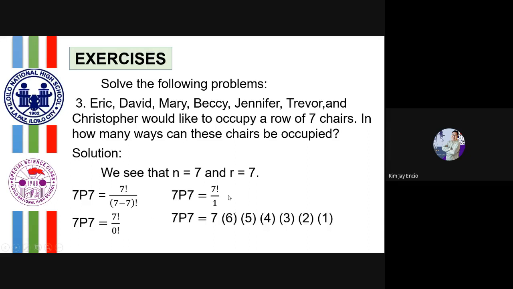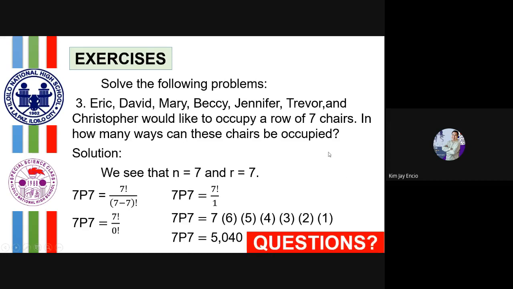And so by definition, your 7 factorial is 7, 6, 5, 4, 3, 2, 1, and their product is 5040. So you see, guys, if your n is equal to your r, then the number of permutations of these distinct elements is just n factorial. It's actually a theorem. Okay. If there are questions, feel free to reach me. All right.